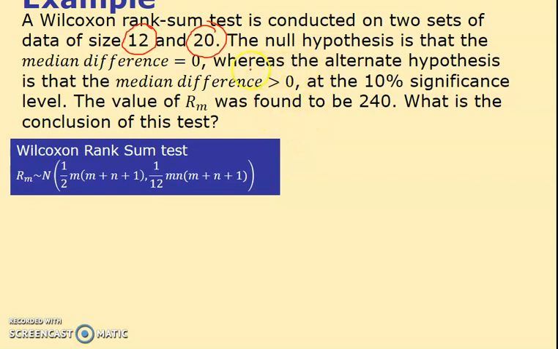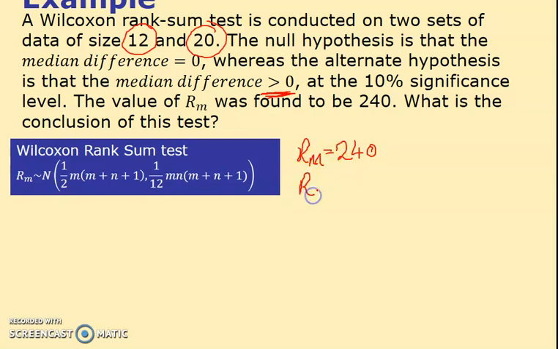So notice it wants me to do a one-tailed test. Median difference is 0, alternative: median difference is bigger than 0, at the 10% significance level. The RM value is 240. I've looked at this, and you don't really need to bother with the other one, so I'm just going to write RM 240.